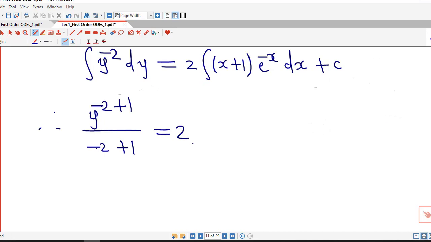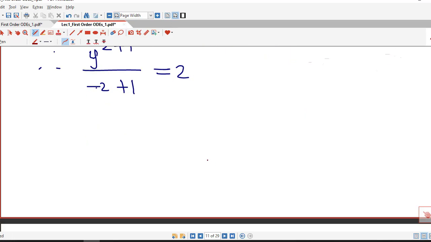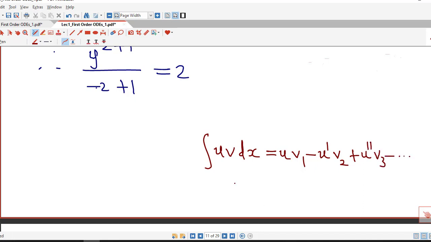Here we apply the integration by parts. If we recall, the formula for integration by parts is, if u and v are functions of x, we consider u as it is, integration of v1, minus u dash, that is derivative of u, into integration of v1, that is v2, plus derivative of u dash, which is u double dash, integration of v3, and so on. And we consider that function as u whose derivative is 0 after some finite number of steps.